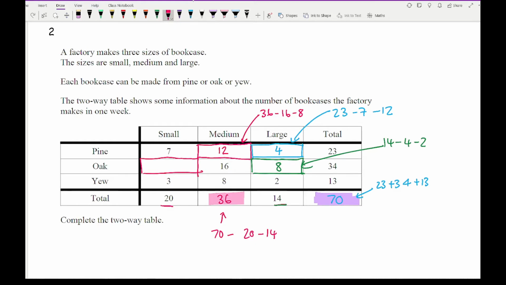And then finally, to work out this last missing number, which is the oak small, all I need to do is add up the two other numbers. So 7 plus 3, which is 10, take away from 20, and that leaves me with 10. Again, how have I worked that out? From 20 minus 7 minus 3. And there we have completed our two-way table.